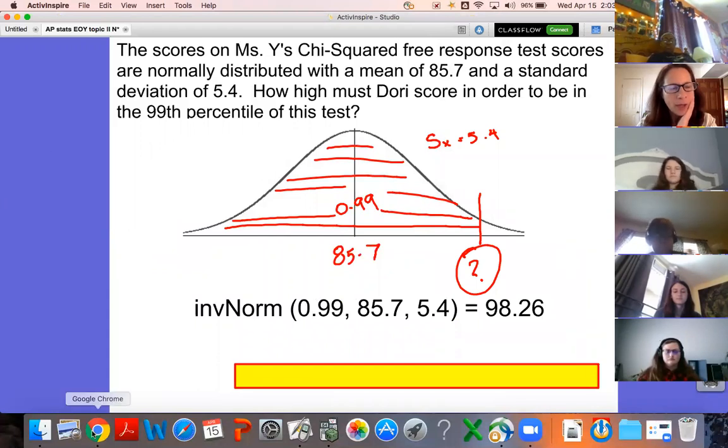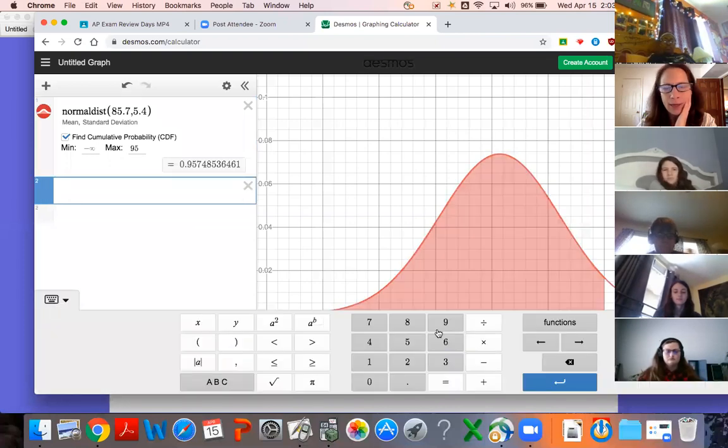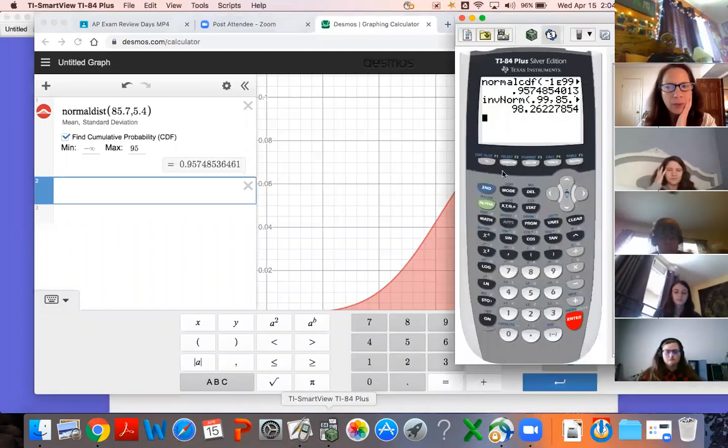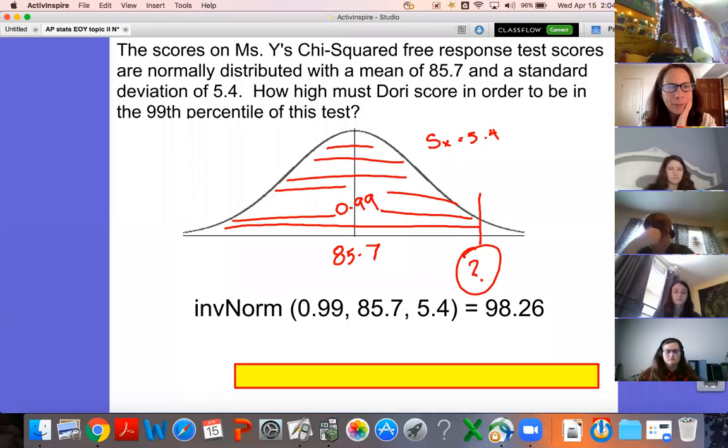All right, and so I tried. I have no idea how you do inverse norm here in Desmos. I looked, and I didn't have much time because I was trying to get through my Zoom, but there's an inverse something here, inverse CDF, and I haven't figured out how to use it yet, but once I do, I'll let you know. But for now, stick with the inverse norm in 2nd VARS, number 3. Everybody good? Okay.